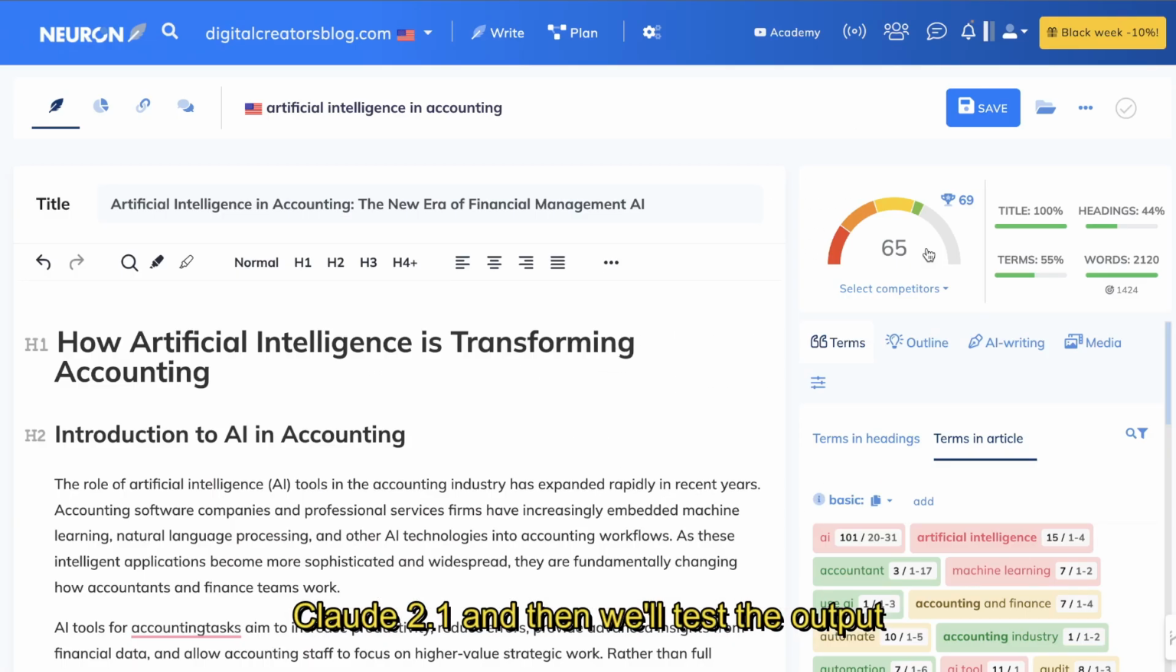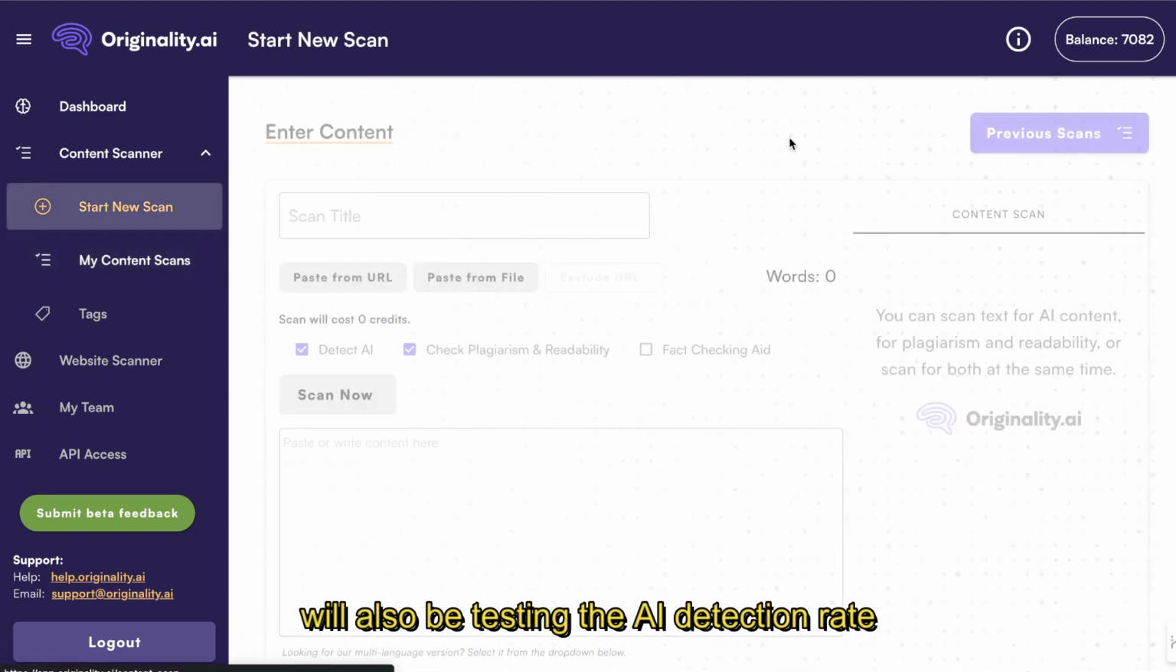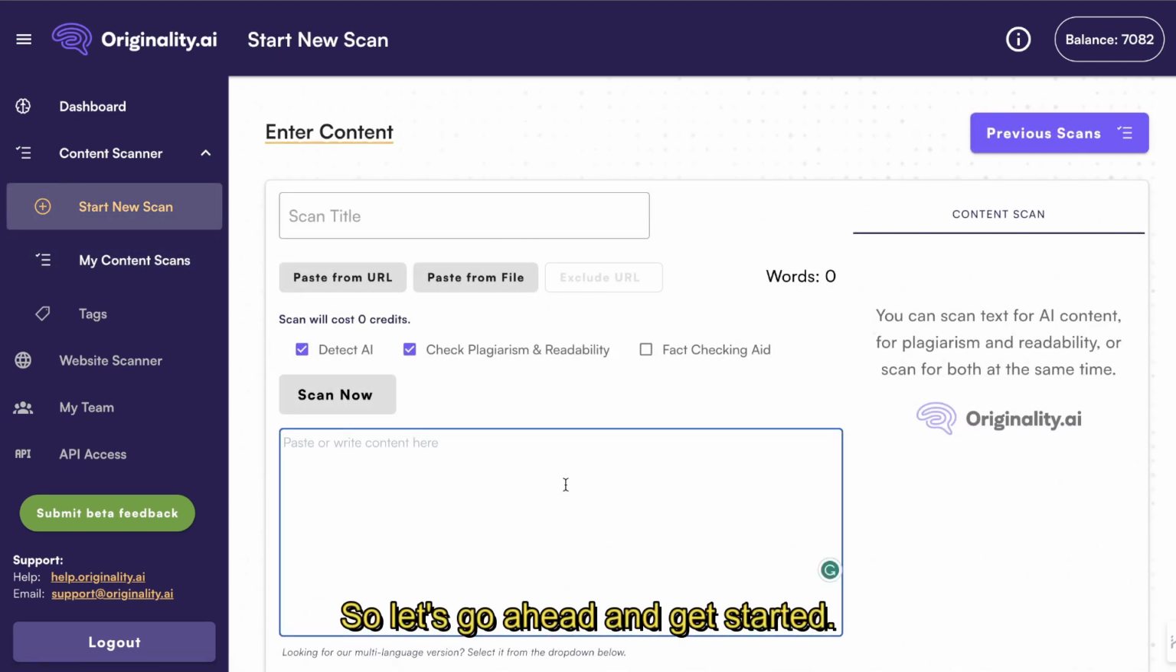And then we'll test the output quality, we'll also test the SEO score, the length of the content, we'll read through the content to see how the output compares, and we'll also be testing the AI detection rate of both of these articles. So let's go ahead and get started.